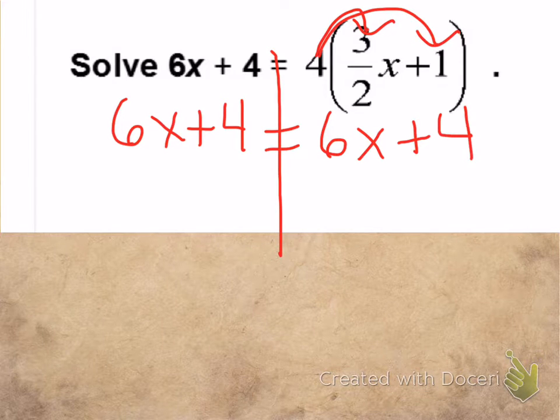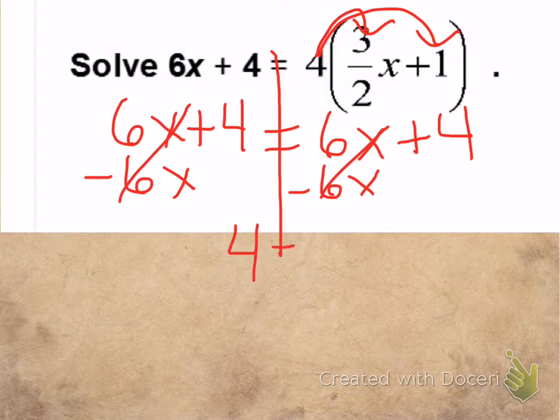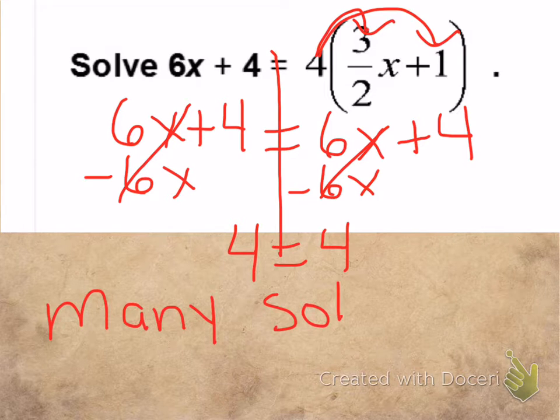Do you see how they're the same exact thing on both sides? Look what happens if I do minus 6x, minus 6x. 4 equals 4. So that would be many solutions, or infinitely many solutions. And that would be your answer. Whatever number you pick for x will work on both sides, will make the equation true because you have the same equation on the right side as the left side.